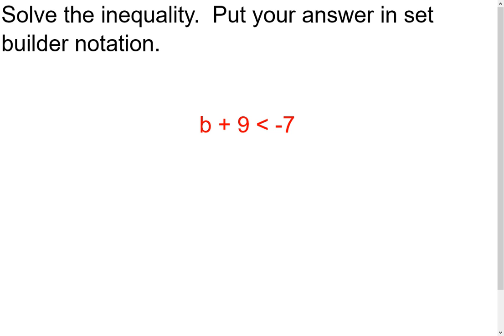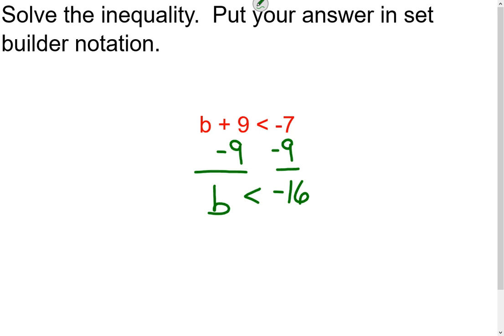Now in this one, I'm going to do the same thing, solve it, but in this case, when I'm all said and done, I'm going to put my solution into set builder notation. So this time I'm going to subtract 9 from both sides to get the B all by itself. Now in this case, B is going to be less than negative 16. Remember, when we subtract the same number from both sides, we don't change the inequality symbol.